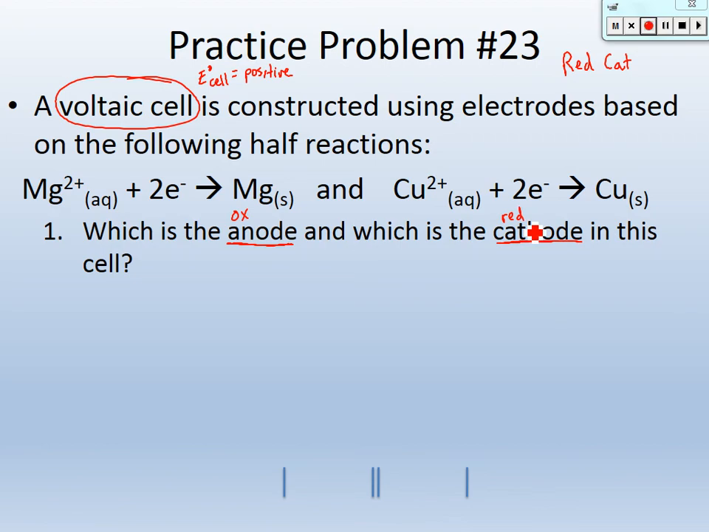So how do we figure this out? We know that this is a voltaic cell, so the cell potential's got to be positive. I'm going to pause the video for a second, and I want you to look up the reduction potentials of both of these half reactions and figure out how it has to be so that the cell potential is positive. So hit pause on your video and try that and see what you get. When you have your answer, hit play.